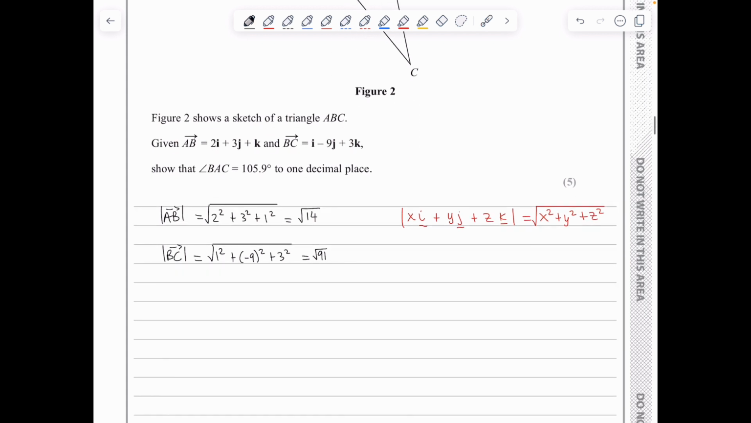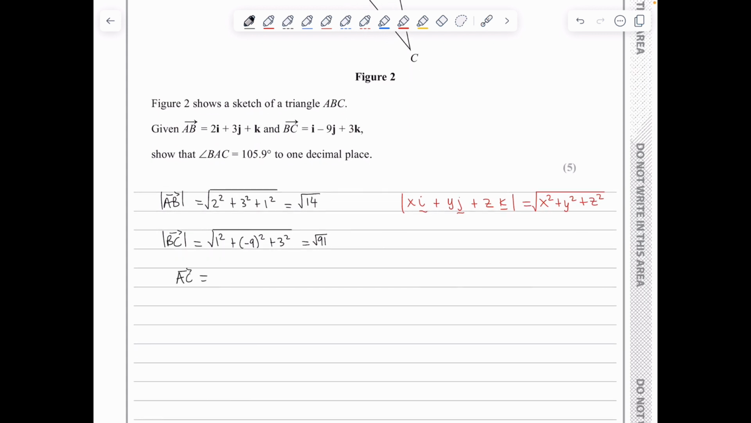So to go from A to C, I can go from A to B and then from B to C, which is simply (2, 3, 1) plus (1, -9, 3), which is (3, -6, 4). So I can find the magnitude of AC. The magnitude of AC will be the square root of 3 squared plus negative 6 squared plus 4 squared. This gives an answer of root 61.